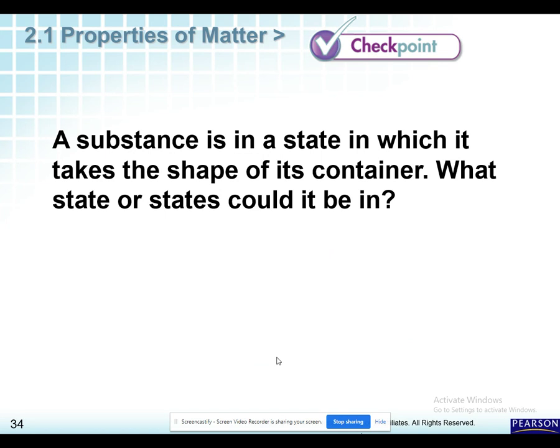So this is the last question. A substance in a state in which it takes the shape of its container, what state or states could it be? So let's look at our three states. You have a solid, liquid, gas. So solids keep the shape because the shape cannot change. And then it keeps the volume. The volume does not change.